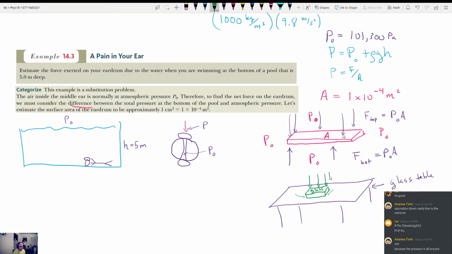And that's because the force acting on the top doesn't have the force on the bottom to counterbalance it. And so as a result, when you're trying to lift this glass off the table, you're literally trying to lift thousands of pounds of pressure.